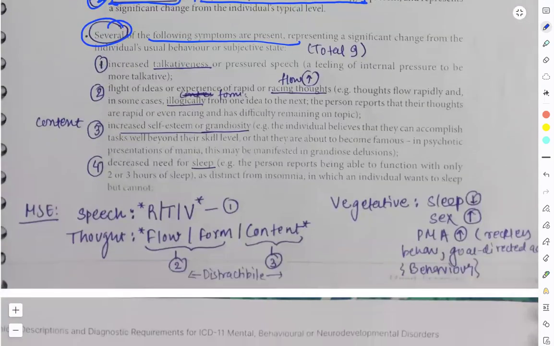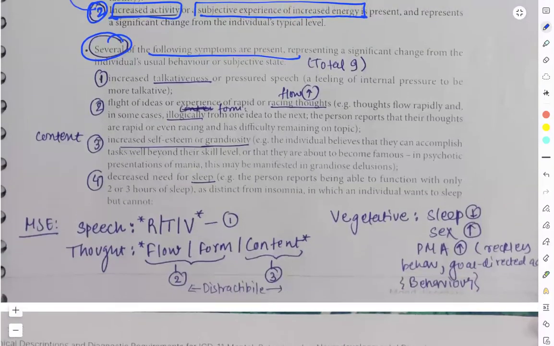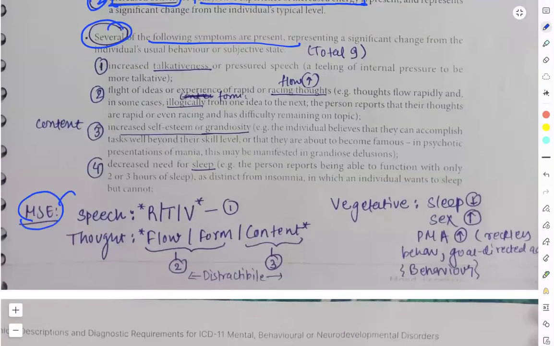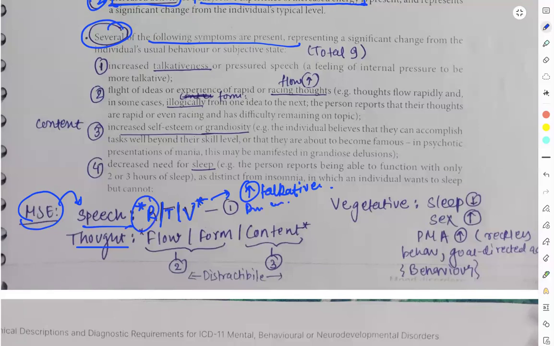So, how I have learned them is through the two things that we do in mental status examination, that is speech and thought. So, in speech, we have rate, tone, and volume that we see. So, I have star marked the things that are usually increased in this patient. So volume is increased. So increased talkativeness is there. Pressure of speech is increased. So rate of speech is increased. So pressure of speech is increased. All right. Then in thought, flow and form is increased.